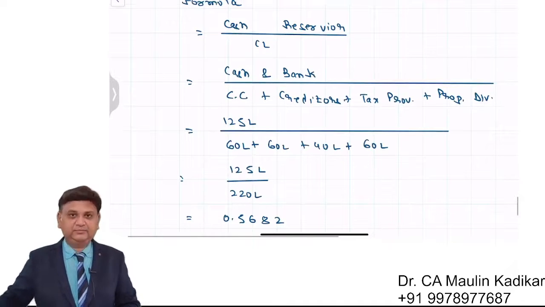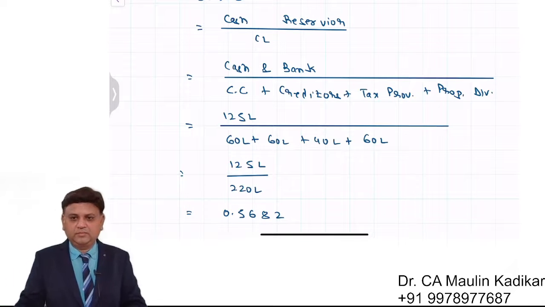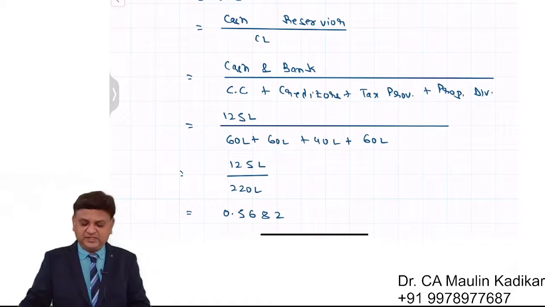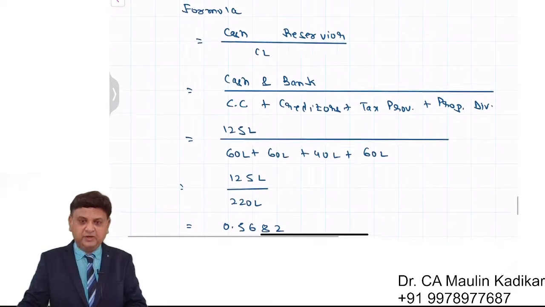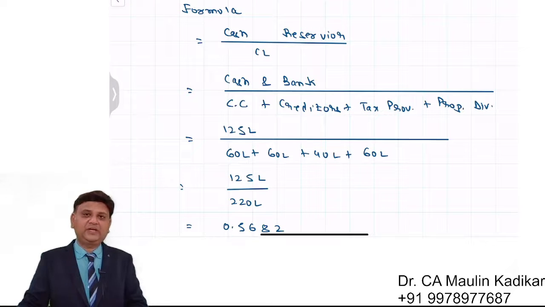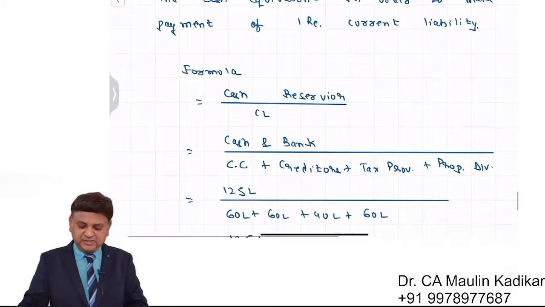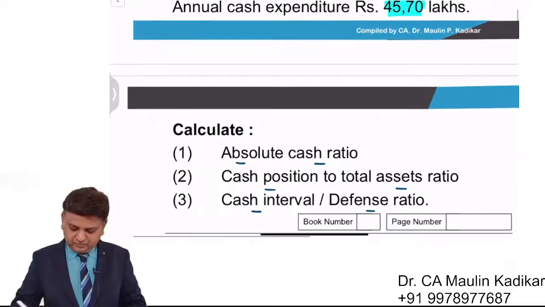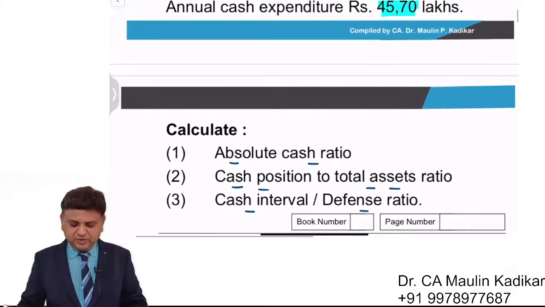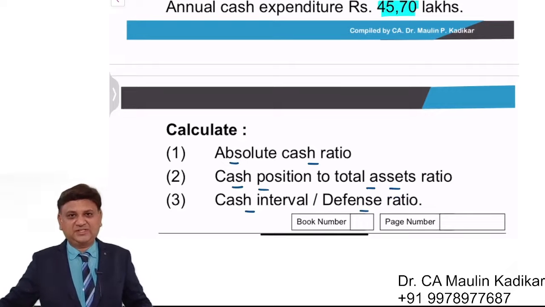Please write down the answer. So this ratio of 0.5682 is indicating we have 56.82 paise for every 1 rupee of the current liability to be paid. This is what this is indicating. Cash position to total assets ratio. I request you to give the answer for the second question in the chat box.